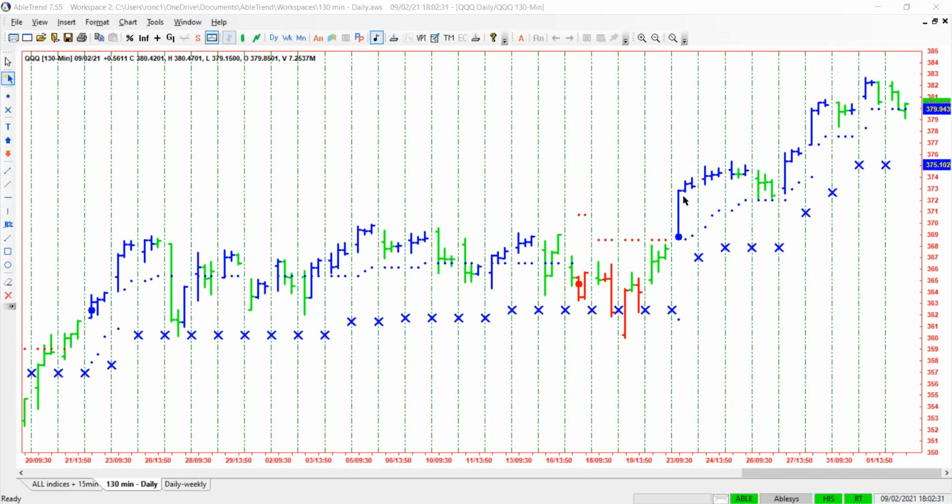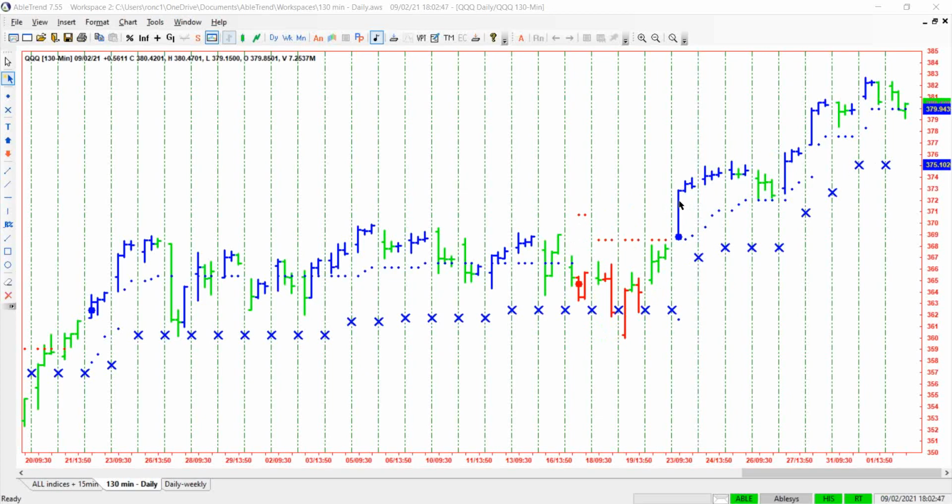We got a nice little buy signal on the Q's right here. What we're looking for is a blue X and a blue Pro R after we get red. So you got a bunch of red, which is a no trade zone right here. And then we went to blue. So a new blue signal came in right here about 2 weeks ago.